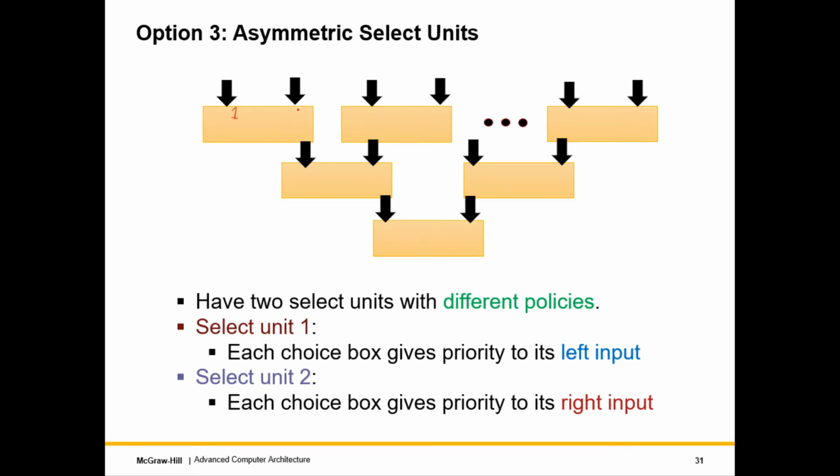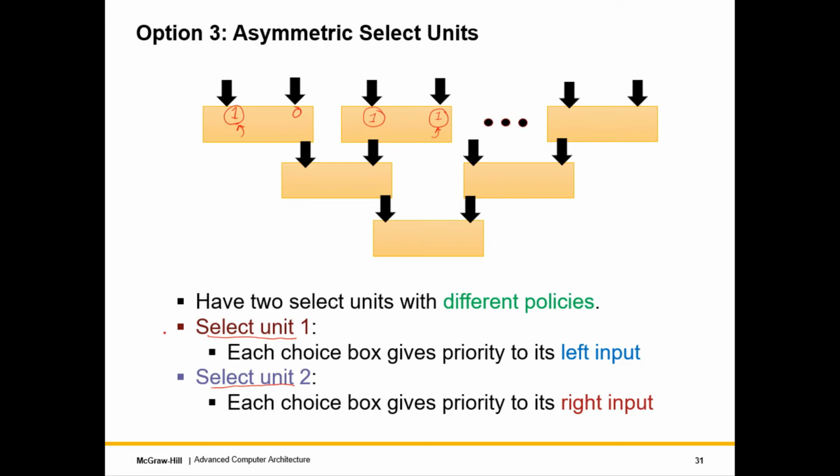Likewise is the case for the other case, right? If it is 1 and 0, then by default this input is chosen. However, if both the inputs are 1, then the fun lies here. If both of them are 1 at any level, regardless of the level, in the first select unit 1, the choice box gives priority to its left input. What this basically means is that it chooses its left input, right? So the left input is chosen. In the second select unit, each choice box gives priority to its right input, which means that in this case, this input will be chosen.